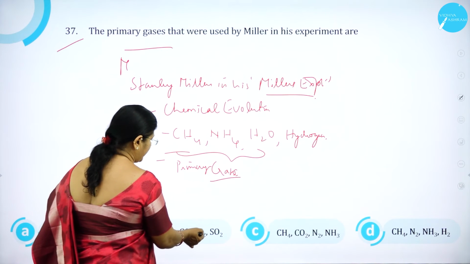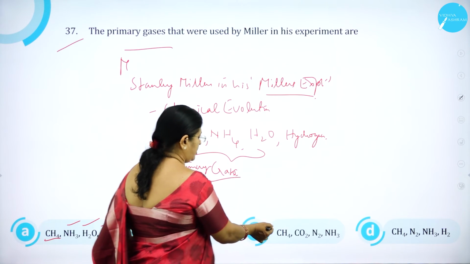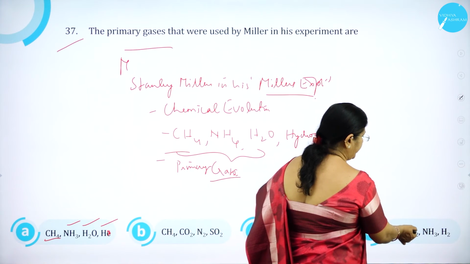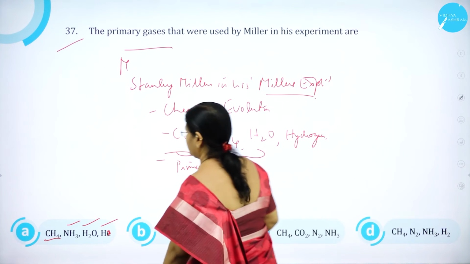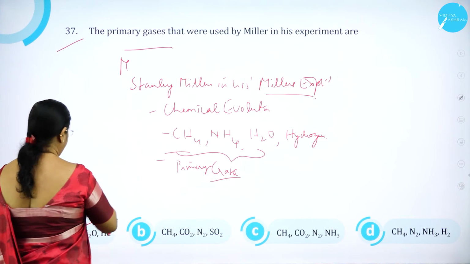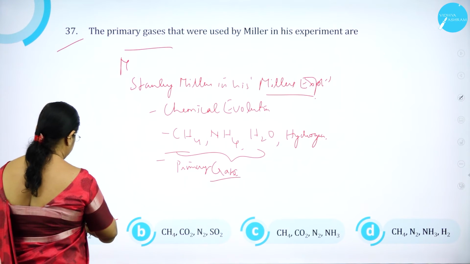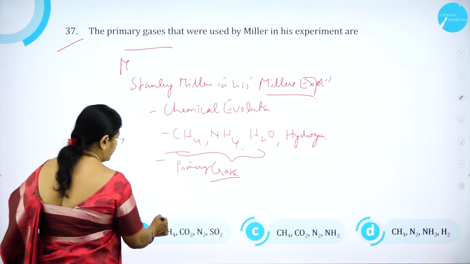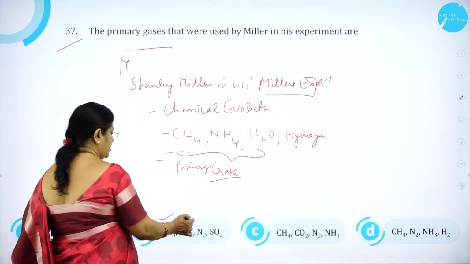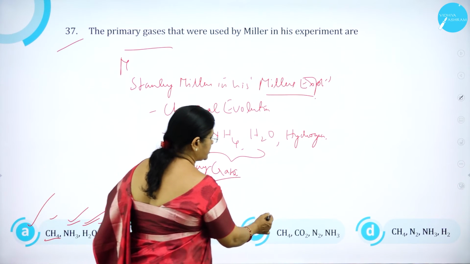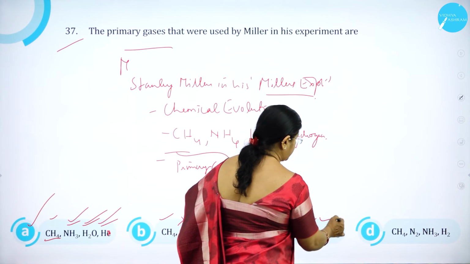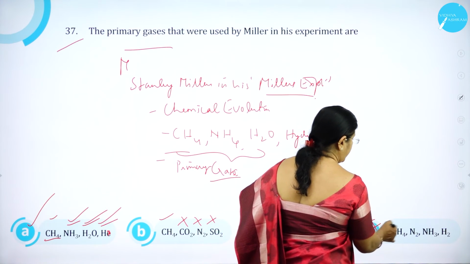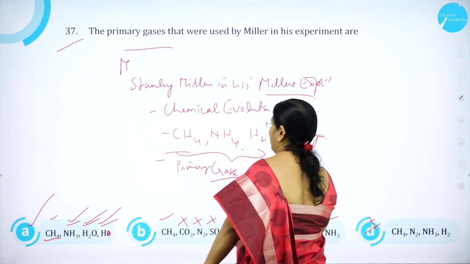B, methane, carbon dioxide, nitrogen, SO2. C, CH4, CO2, N2, NH3. D, CH4, N2, NH3, H2. So here CH4 correct, NH3 correct, H2O correct, hydrogen correct. So option A is correct. The other options are wrong. So option A is correct.